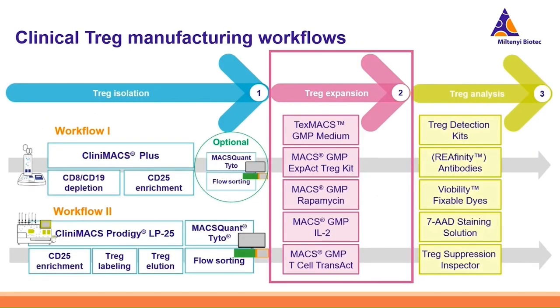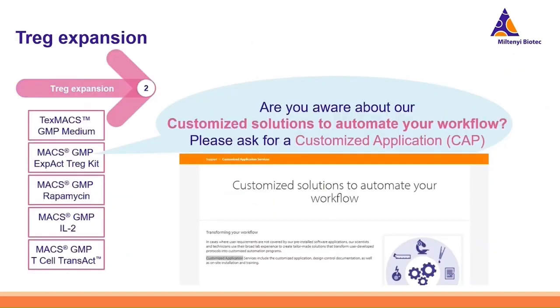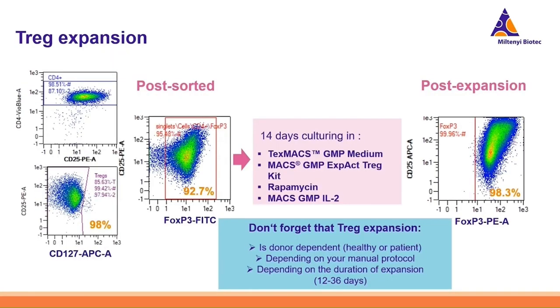So let's move on to the next step, which is Treg expansion. If you have any special requirements for the Treg expansion or want to have your workflow automated, there are also customized solutions. Please get into contact with our experts and the CAP team to get such solutions running for you. So Treg expansion is a really crucial step and also very challenging.